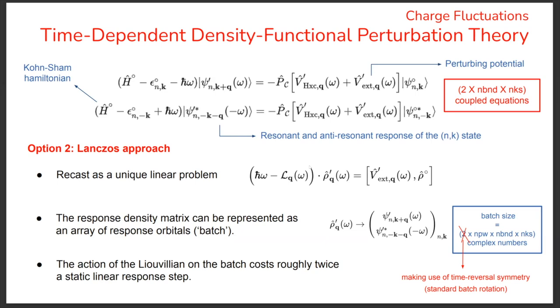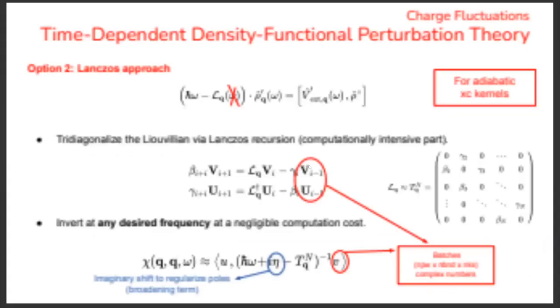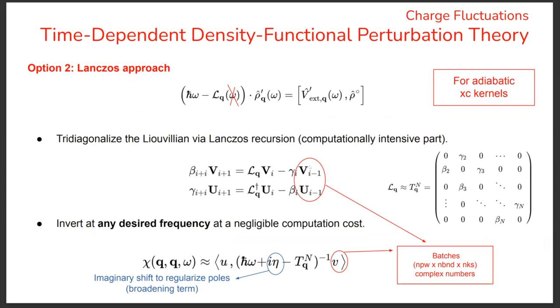This reformulation can be advantageous because normally we work in the ALDA adiabatic approximation. That is, our exchange correlation potential does not have explicit frequency dependence. So we don't have an omega dependence in the Liouvillean, which means you can do a trick and represent this matrix once and for all in a tridiagonal form with a Lanczos recursion, and perform the inversion afterwards for each frequency, where it is much less expensive.